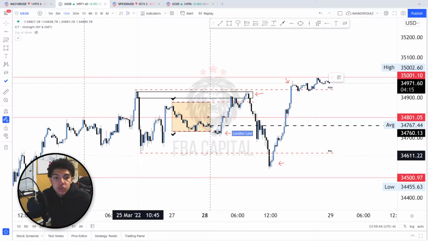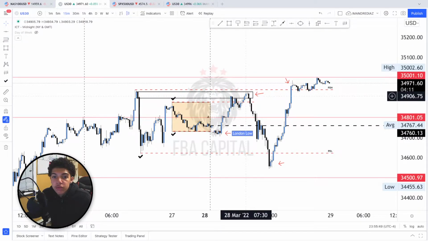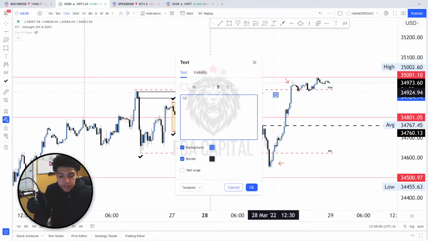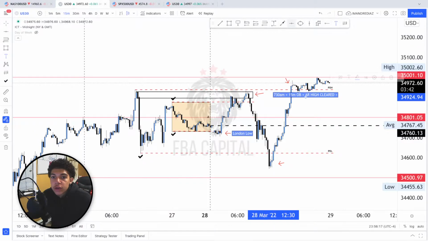And this is where we start to see a flip in price. So let's annotate this also. We're going to annotate this first. This isn't even the high of the day. We have this rejection at 7:30. So at 7:30 a.m., we had the 15-minute bearish order block rejection, along with the Asian range high cleared. And also, what area in price is this at? This is at 34,900 big figure level.